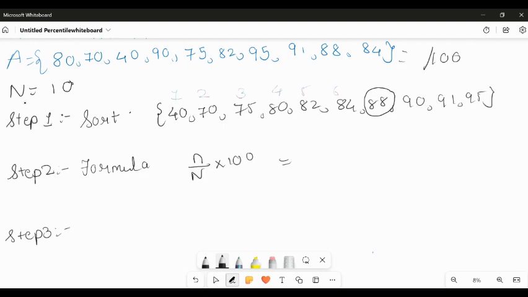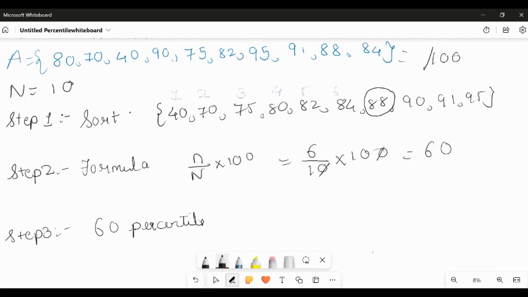Okay, so what will be my n value? The n value is 6 divided by 10 into 100. So what will be my answer? 60. So my step 3 says the result, in which it says that it is the 60th percentile. What does it mean? I took 88 marks out of 100, in which it says that my percentile is 60.